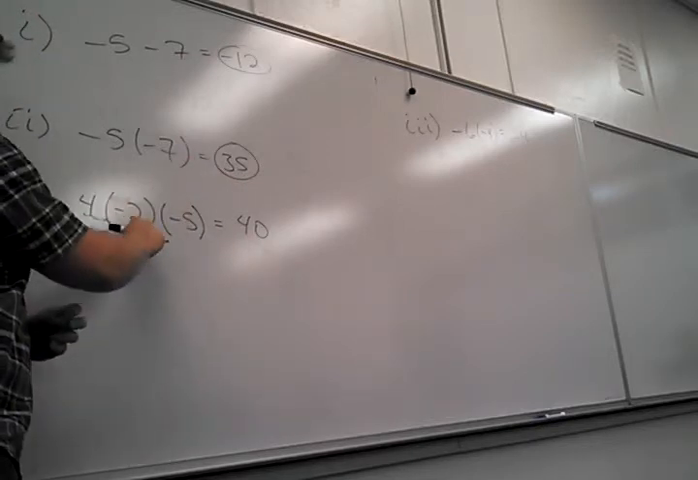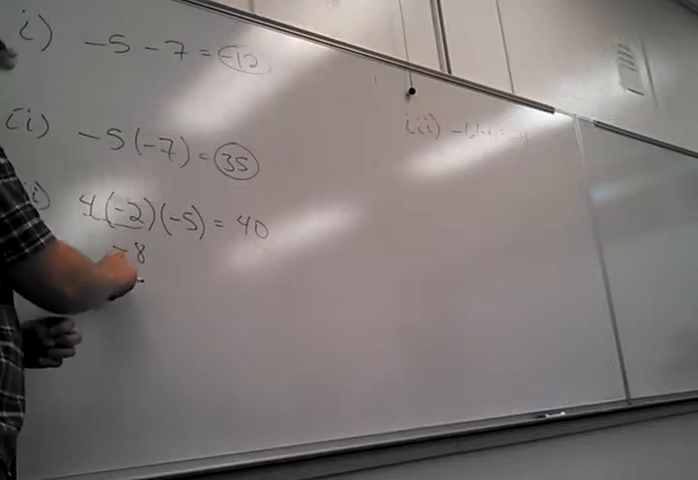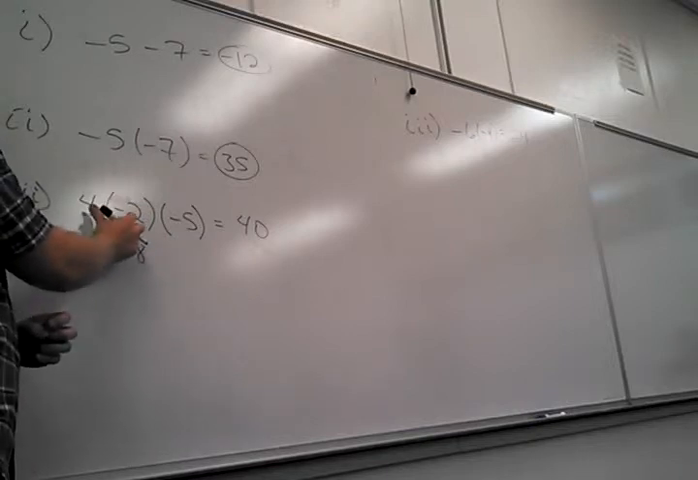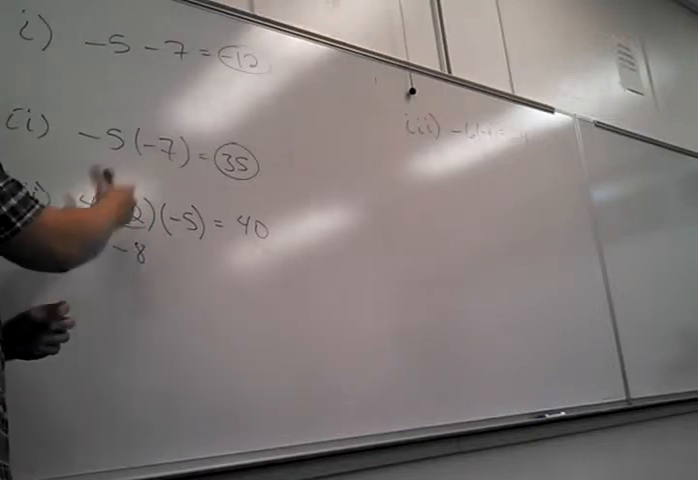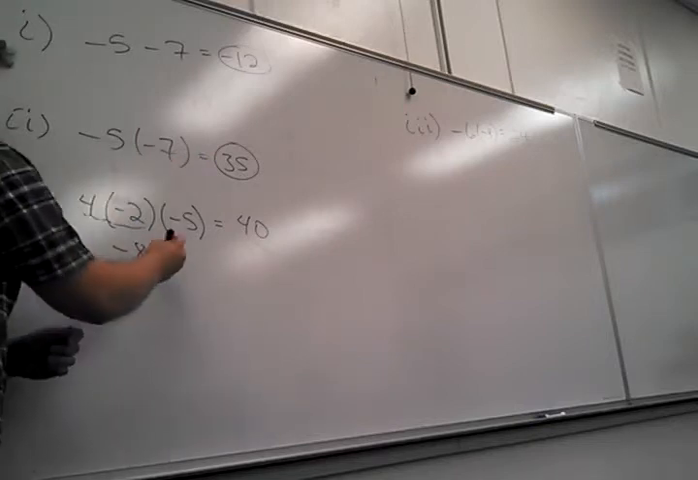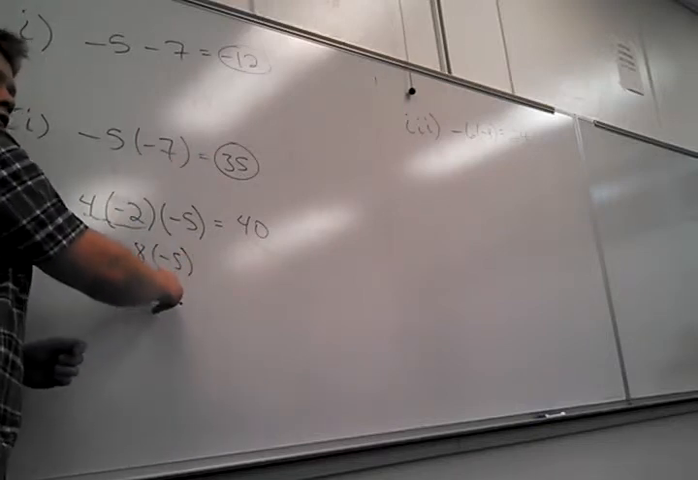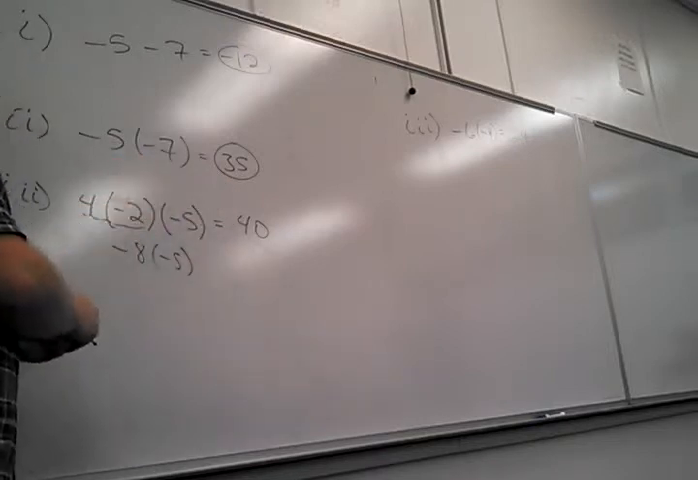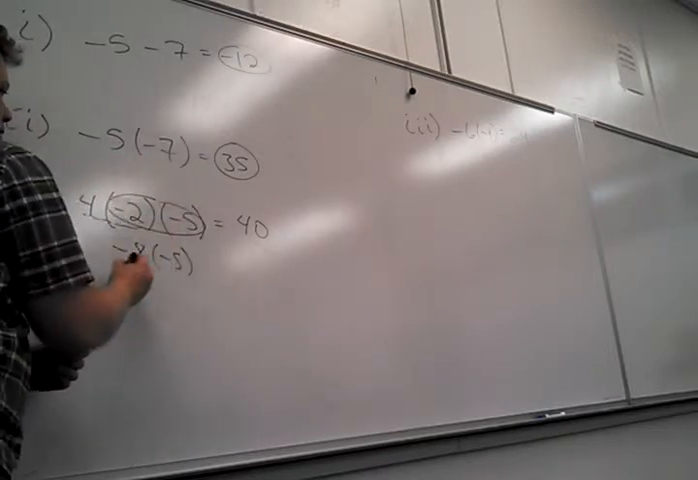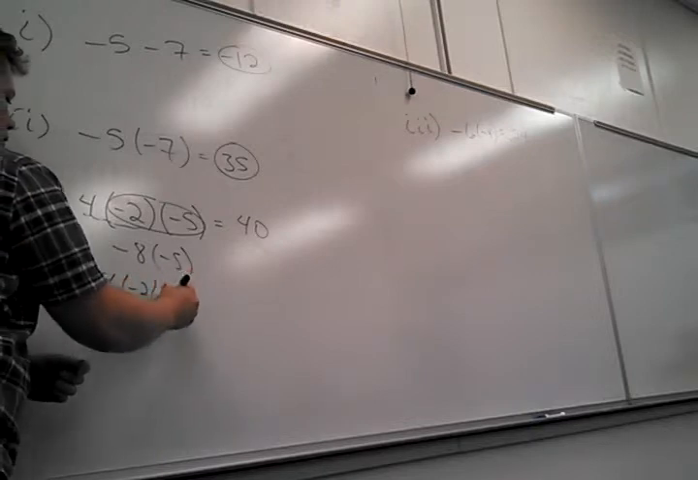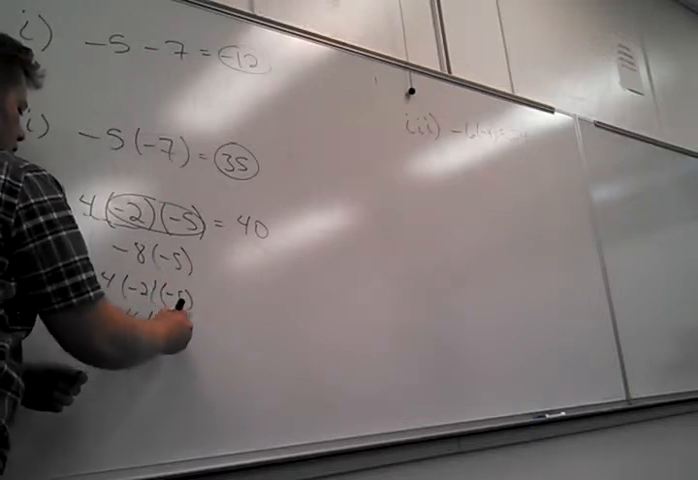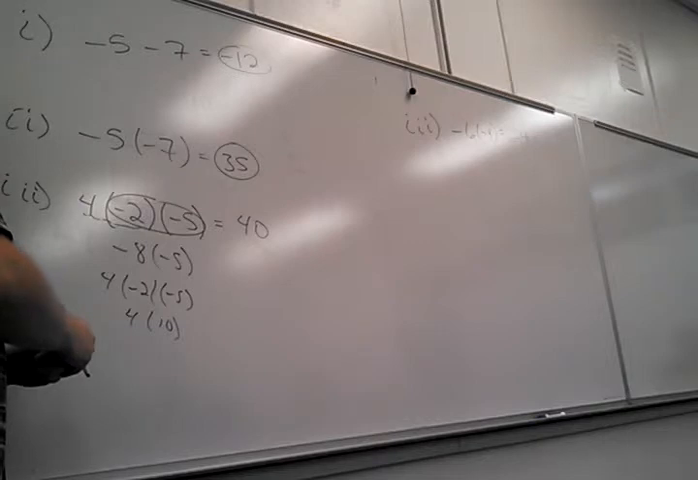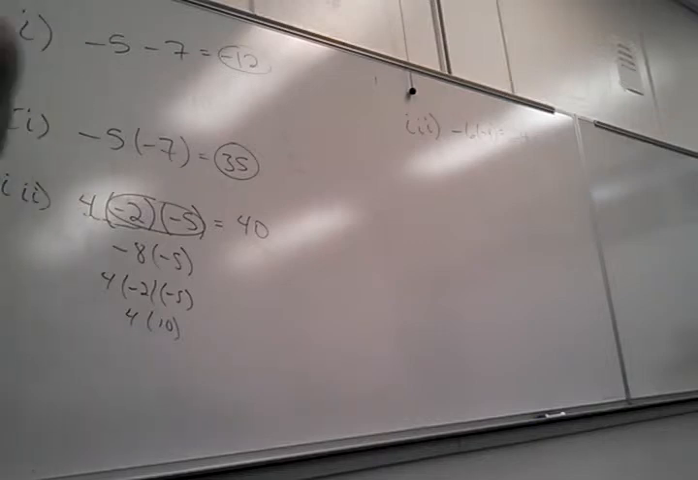I could do 4 times negative 2 is negative 8. Why is the negative still there? Because there was no other negative there to kill it. You with me? But now, what's negative 8 times negative 5? Do 2 negatives die? 8 times 5 is 40. Or I could have done this. What's negative 2 times negative 5? 10. Good, because the negatives cancel. And then what's 4 times 10? 40. So multiplication doesn't care what order you do it in. You're going to get the same number any time.